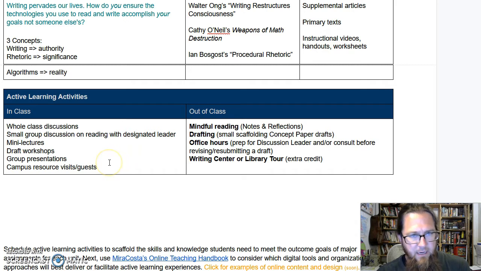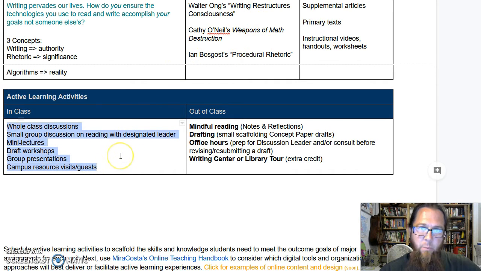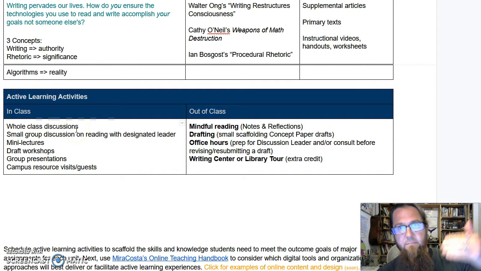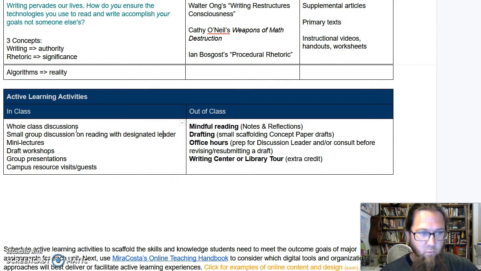I'm spending a lot of my time with this big picture stuff in the back of my head, but thinking about the specifics of my typical active learning go-tos, right? So whole class discussions, broken up by small group discussions about readings that have a designated student leader. That's really like the bedrock of my English 202 class meeting, right? That characterizes who we are once we get going. I'm also breaking up that typical class session with some mini lectures about either concepts or skills or whatever it might be, and also workshops, right?